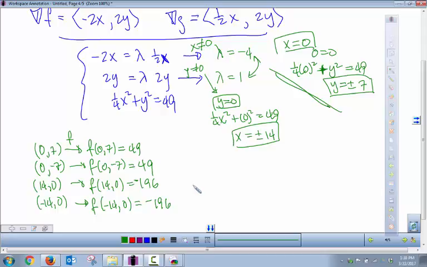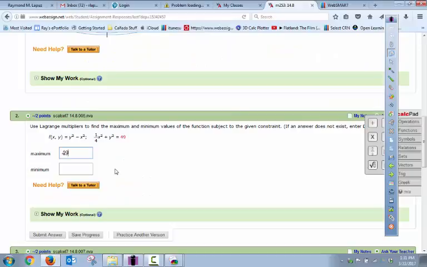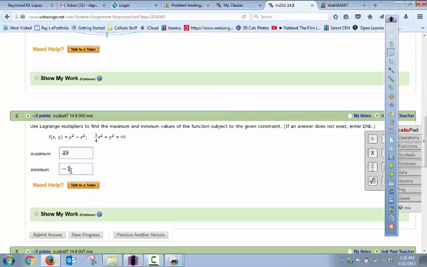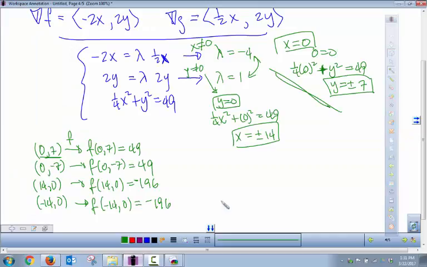Okay? If you cared about the specific points, they're right here, but the program itself is just caring about the value, so that's all we're going to care about also. So let's put in the values 49 and 196. Let's see what the computer says. Maximum is 49, the minimum is 196. All right? So let's take a look at this from a graphical perspective, by looking at the level curves.